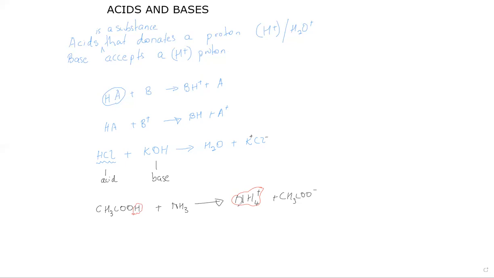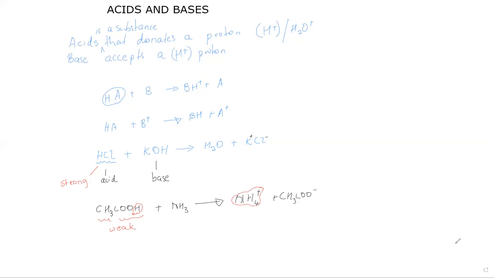Now, let's have a look at this. I said this one is a weak acid. And I said that one is a strong acid. What is the difference? This one here is a strong acid because it's eager to donate a proton. It will dissociate completely. This one is not eager to donate the proton. That's why it's a weak acid.